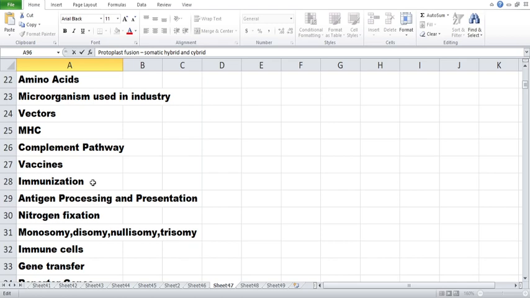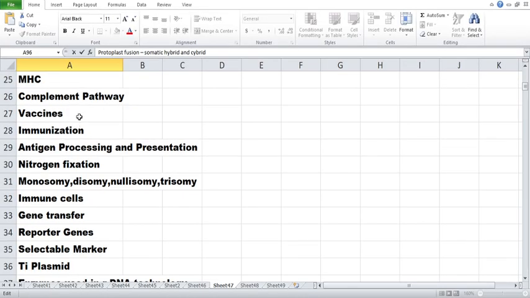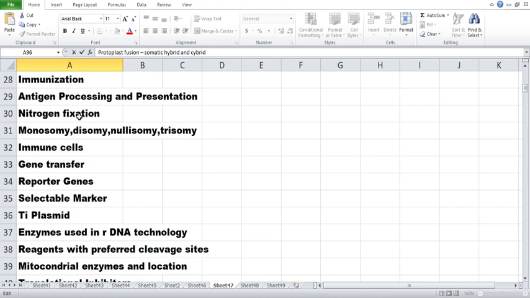Next, vectors used in gene manipulation, and regarding immunology, you should know about the major histocompatibility complex, the complement pathway, complement proteins, vaccines, and while studying vaccines, you should also have an idea about corona vaccines, and immunization, types of immunization, and next antigen processing and presentation, and nitrogen fixation, and you should also know about monosomy, disomy, nullisomy, trisomy. You should also know the types of aneuploids and the aneuploid numbers, how nullisomy is represented, like that you should know the representative numbers.